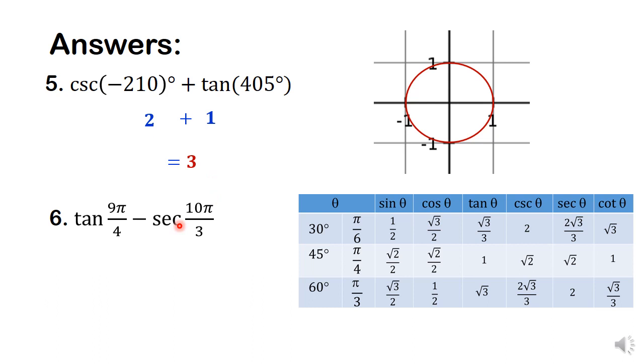Paano naman yung sa number 6? Tangent of 9 pi over 4 minus secant of 10 pi over 3. 9 pi over 4 is equivalent to 8 pi over 4. Bakit 8 pi over 4? Kasi yung 8 is a multiple of 4. Okay? So, 8 pi over 4 is 2 pi. So, it's 2 pi actually plus pi over 4. So, ikot ka ng isa, 2 pi plus pi over 4. So, first quadrant na naman, tan is positive 1.